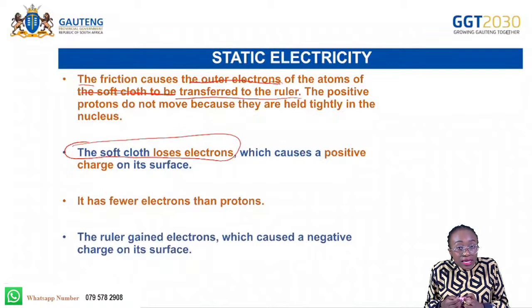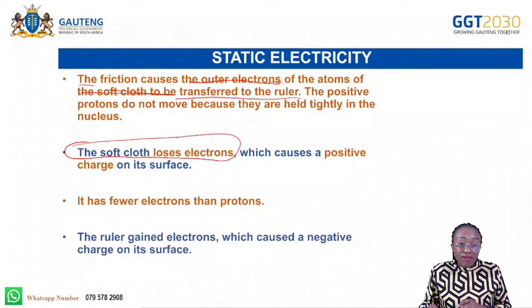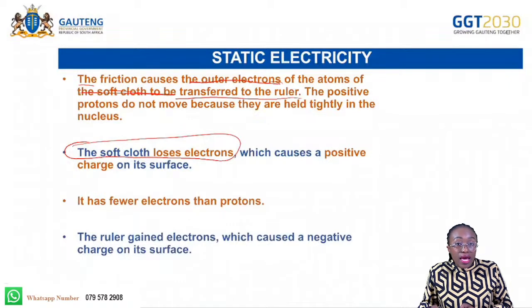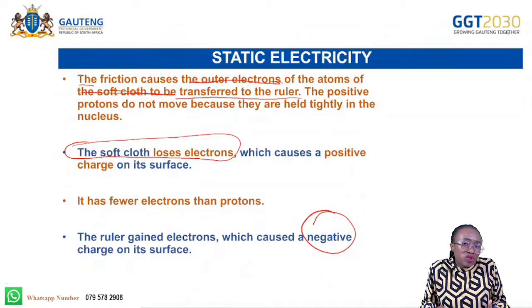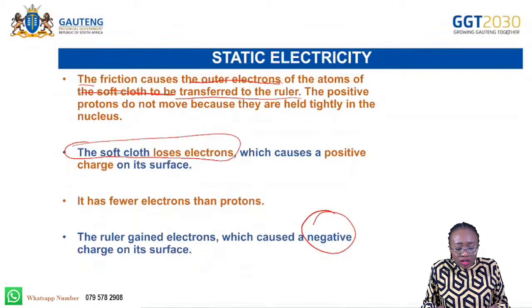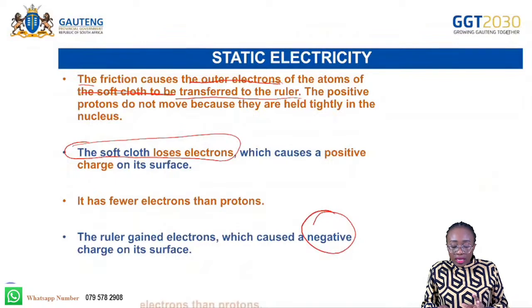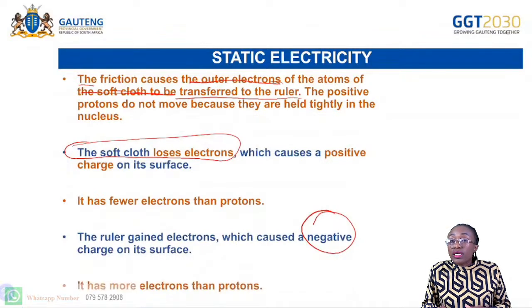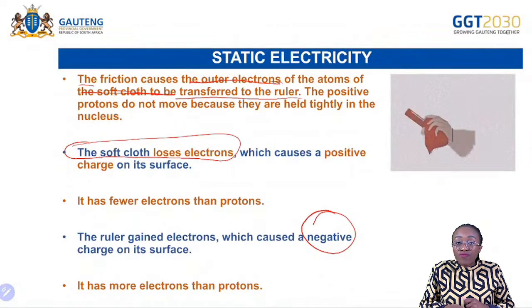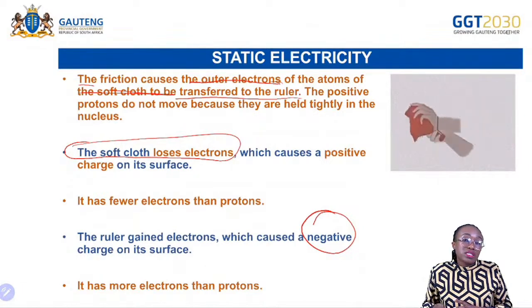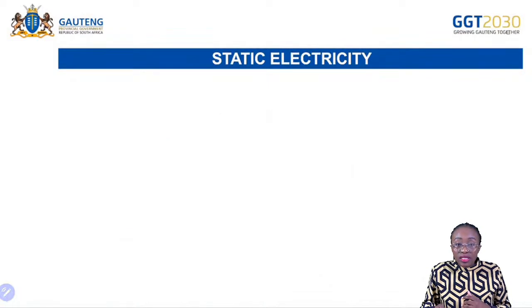The ruler gains electrons, which causes it to have a charged surface. And what is that charge? It is negative because the electrons have been gained. The soft cloth lost electrons and the ruler gained electrons. So now it has more electrons than protons. So the ruler has a negative charge after this act of friction that has happened.